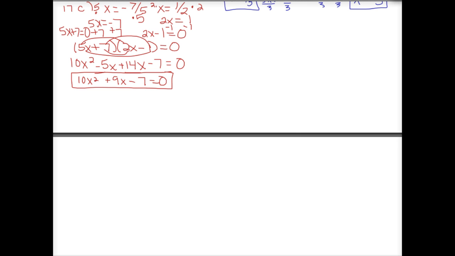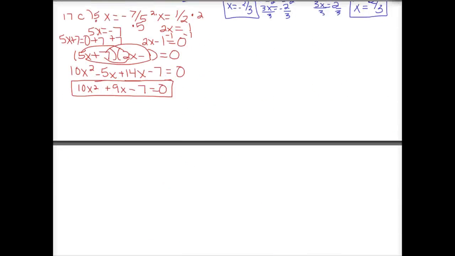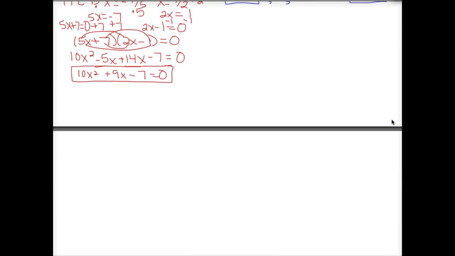All right, so next on our checklist, let's talk about solving quadratic inequalities. So that was lesson 7.4. So we're going to look at 23b.